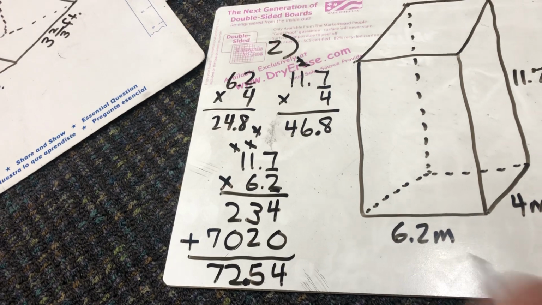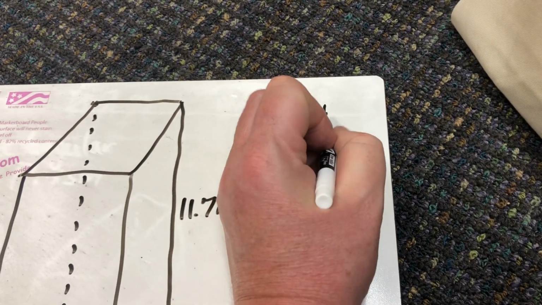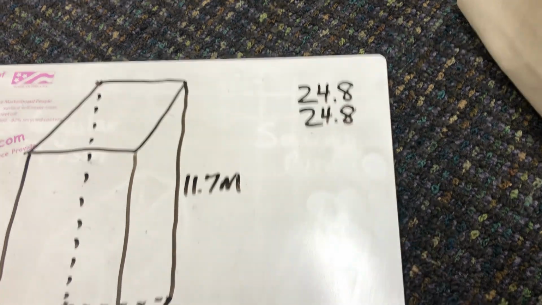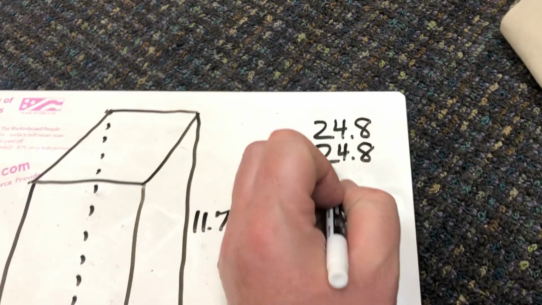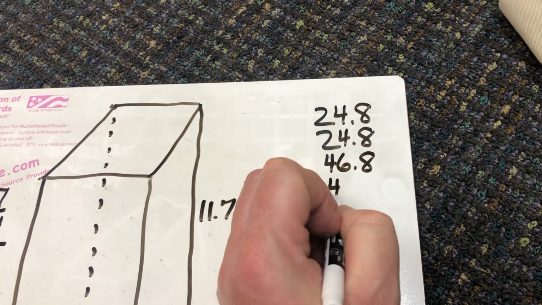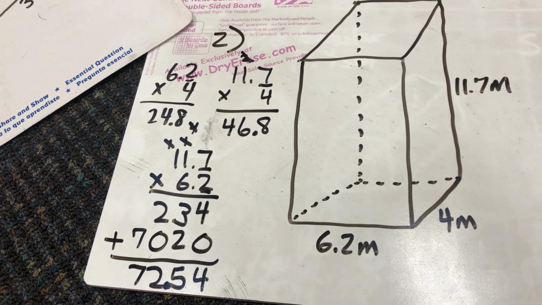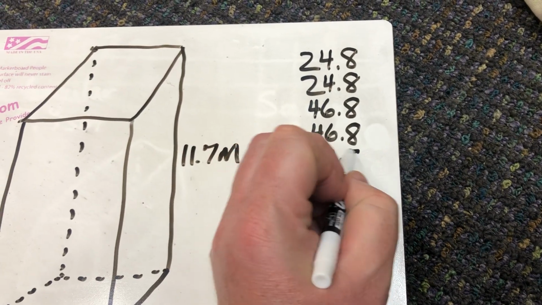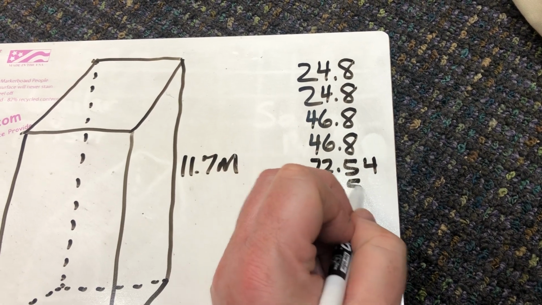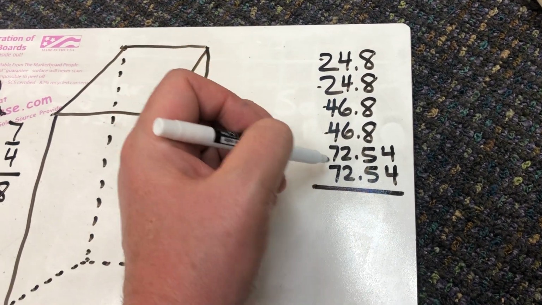Well, remember what I'm doing is trying to find the surface area. So this was the area of the bottom and the top. On my list, I need 2 that are 24 8/10 for the bottom and the top. This 11.7 times 4 was for the right and the left. That was 46.8. So I need 2, 1 for the right, 1 for the left. That's 46 8/10. The front and the back was the 11.7 and the 6.2, which worked out to be 72 54/100. So 72 54/100, and another one, 72 54/100. So I have the top and the bottom, the right and the left, and the front and the back.